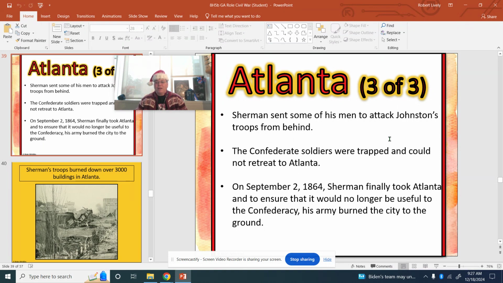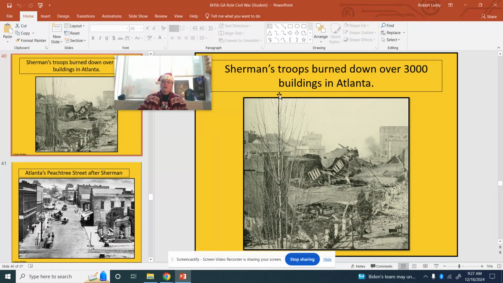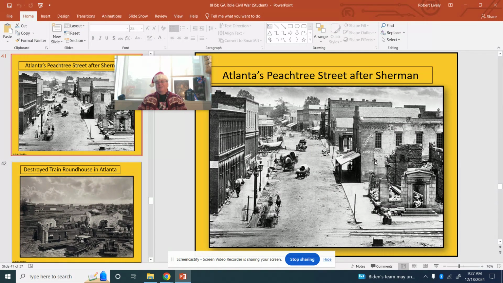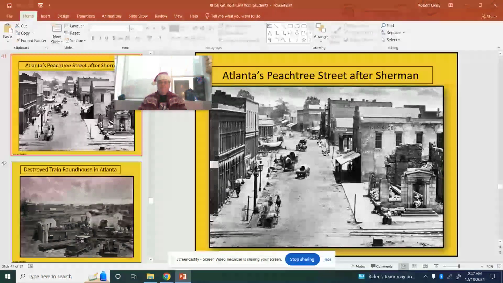1864, Sherman finally took Atlanta, and to ensure that it would no longer be useful to the Confederacy, his army burned the city to the ground. Sherman's troops burned down over 3,000 buildings in Atlanta, destroying 30% of the city and all of its railroad infrastructure. This is a picture of downtown Peachtree Street. That's what most of it looked like. You can see bombed out, burned out buildings.